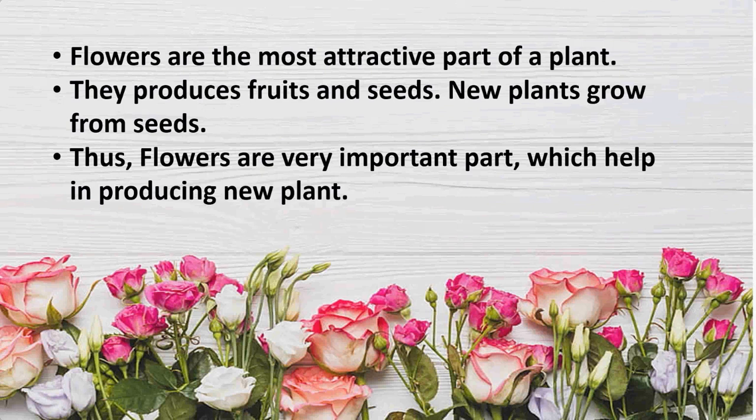Okay. So these are the points. Just read the points. Look at the screen and read it. Flowers are the most attractive part of a plant. They produce fruits and seeds. New plants grow from seed. Since new plants are growing from seed, from where are we getting the seed? From flowers only. First a plant or a tree will have flowers. From there only a fruit and seeds will be formed. So flower is a very, very important part of a plant because it is the reason for producing a new plant.